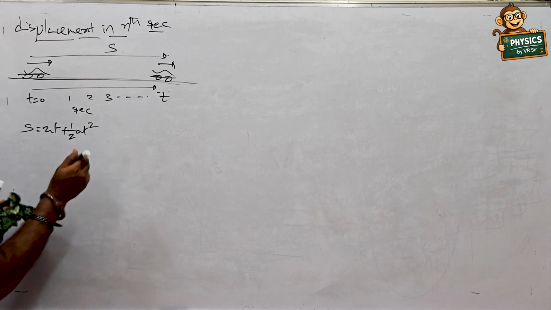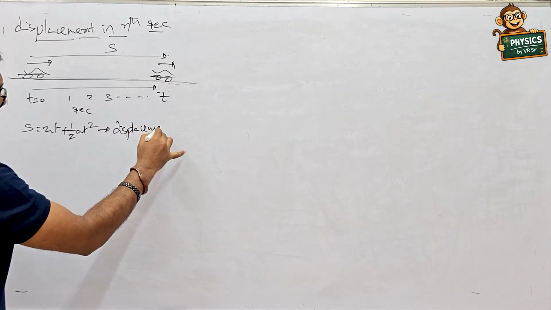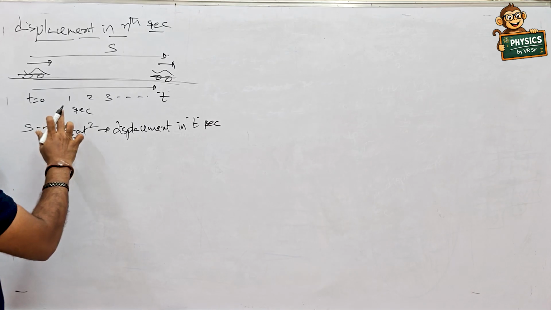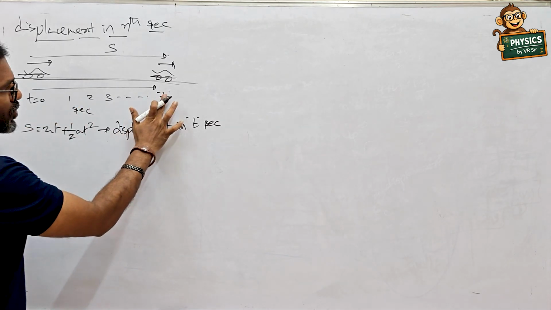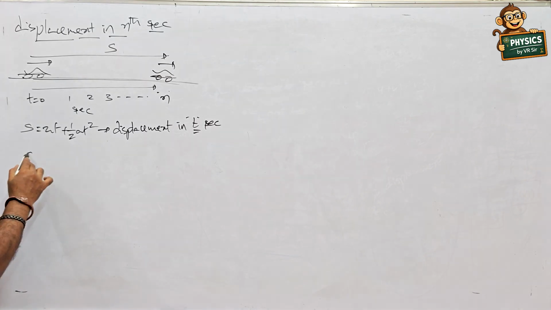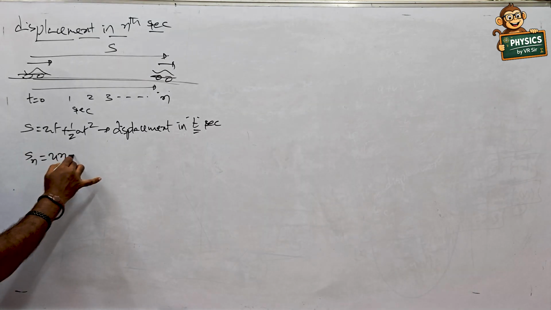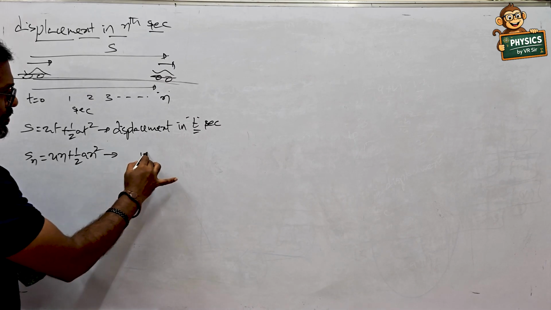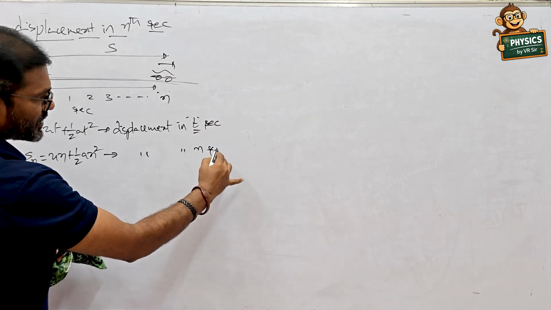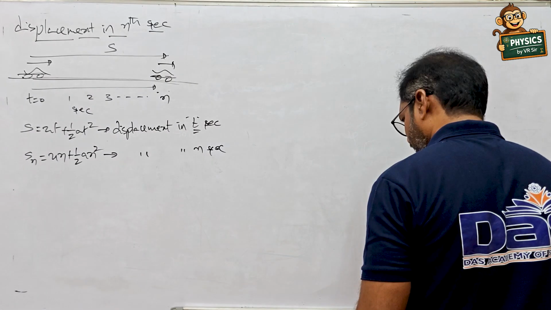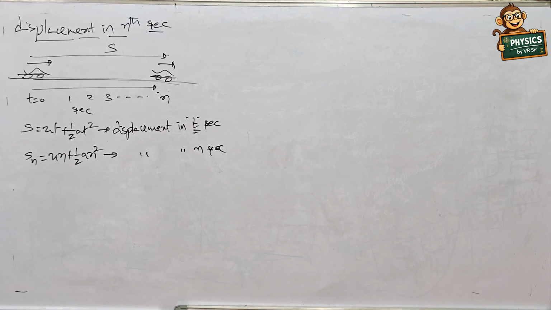Now this is the displacement in t seconds. If I call this t equal to 0, 1, 2, 3 and so on up to n, then in place of t, what should you substitute? n, isn't it? So the displacement in n seconds is un plus half an square. I'm sorry, this is the displacement in n seconds.